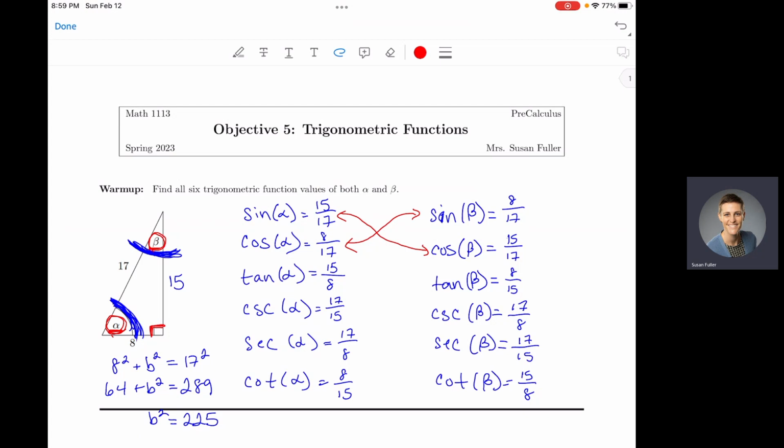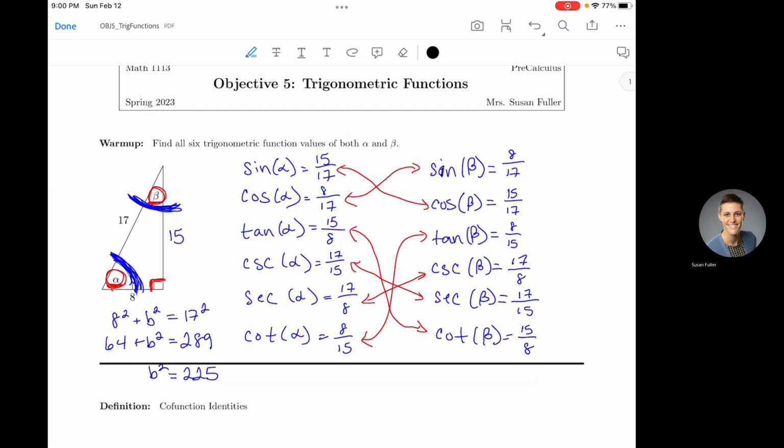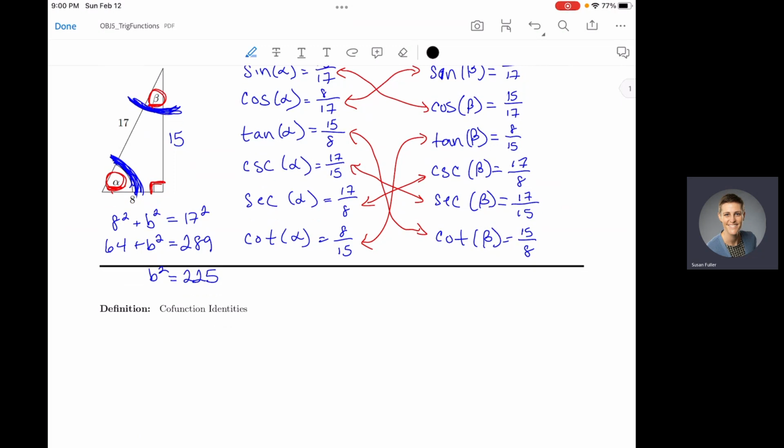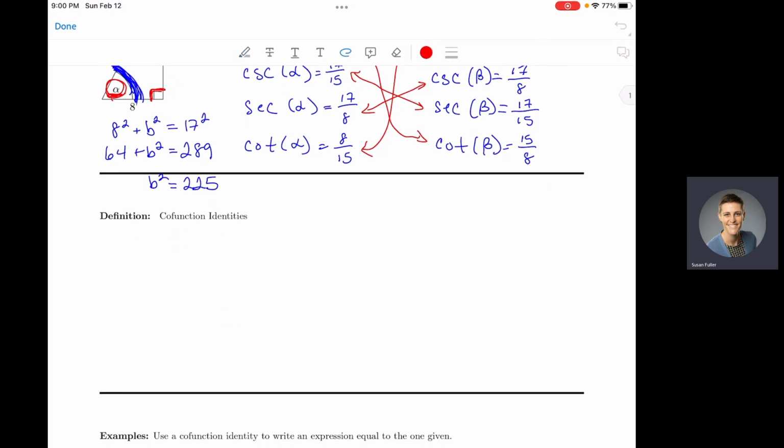And then after that, hopefully you'll notice some connections here. The tangent of alpha is the cotangent of beta. The cotangent of alpha is equal to the tangent of beta. And the secant and cosecant values are also opposite. So this is going to give rise to something that we call co-function identities. Sometimes these are called complementary identities or complement identities.